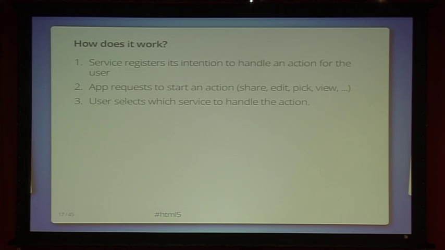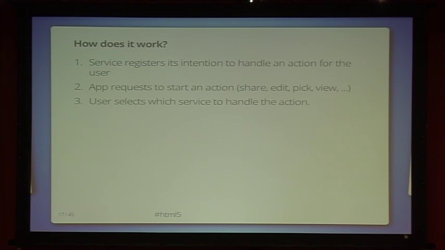So this is how it works, basically. The service registers its intention to handle an action for the user. So it might register its ability to do a share action or an edit image or maybe pick a file, like a pick file from the internet kind of action. And that's all it has to do, really. The client application will then request a list of applications that support the action that it wants to complete.